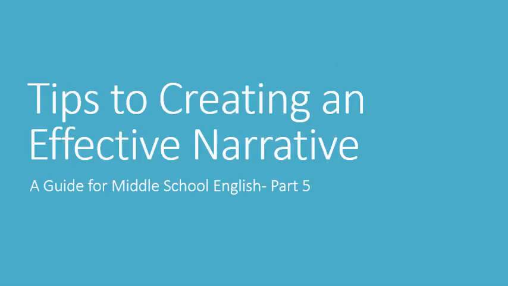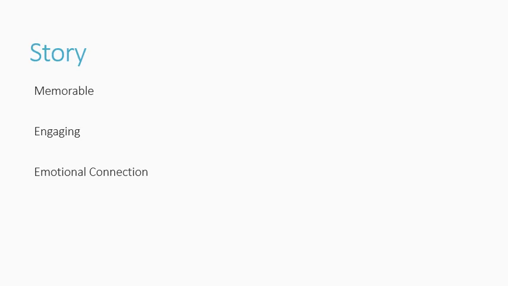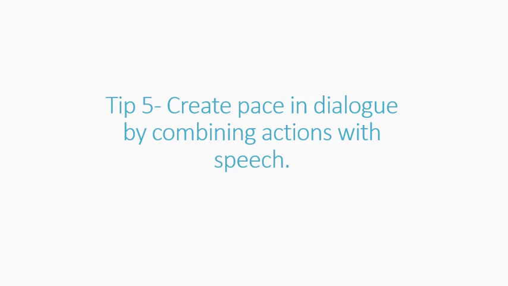Welcome to our final video in tips to creating an effective narrative. We've been looking at strategies that writers can use to make their writing more engaging and effective. The reason we've been doing this is because a narrative is a form of entertainment and we want people to be interested and engaged in our writing. For that reason, remember that our goal is always to be memorable, to be engaging, and to draw an emotional connection from the reader. Our last tip is to create pace in dialogue by combining actions with speech.